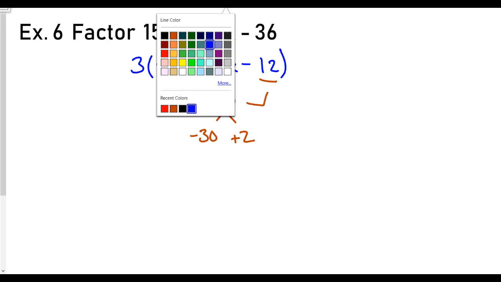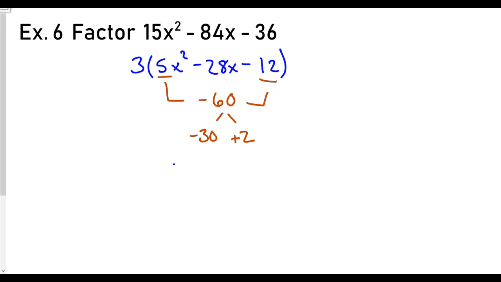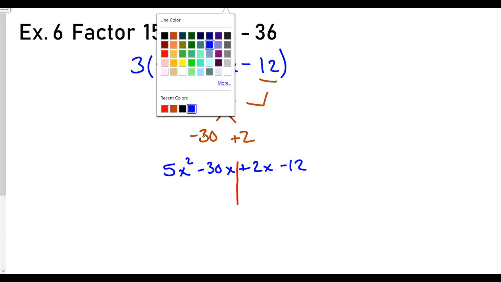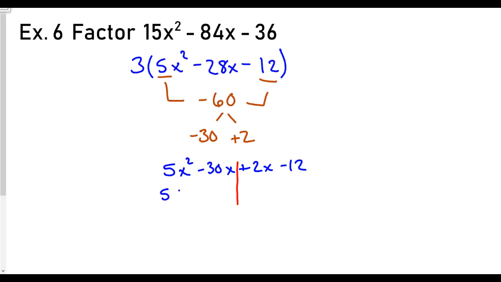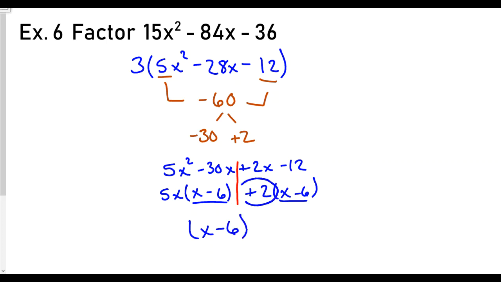So I'm now going to say that this is really 5x squared minus 30x plus 2x minus 12, and I'm going to try and factor this by grouping. The GCF on the left is probably a 5x, and I'm left with x minus 6. Over here, 2x and negative 12, I can take out a positive 2, and I have x minus 6. So do those two match? Absolutely. So I've got x minus 6 as one of my factors. The other one is going to be 5x plus 2.